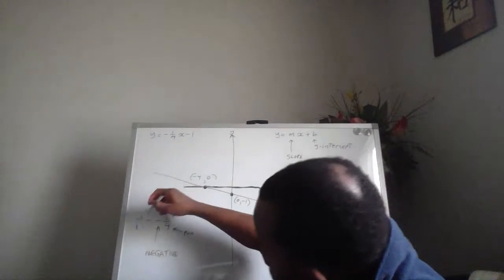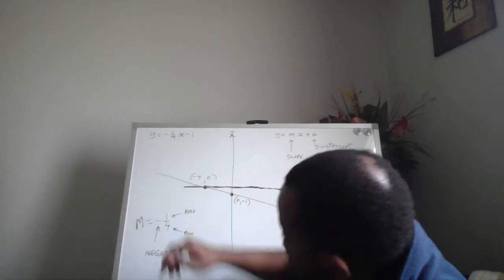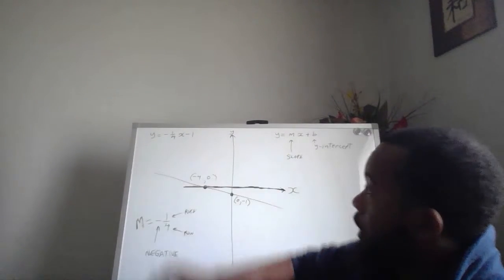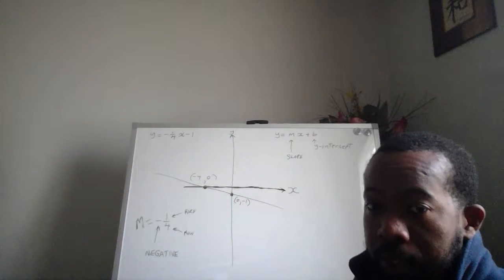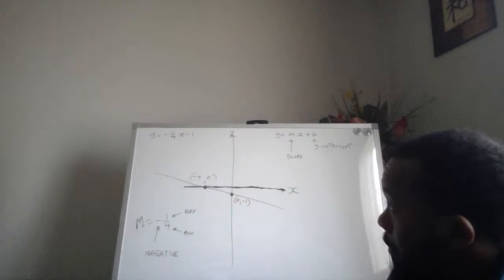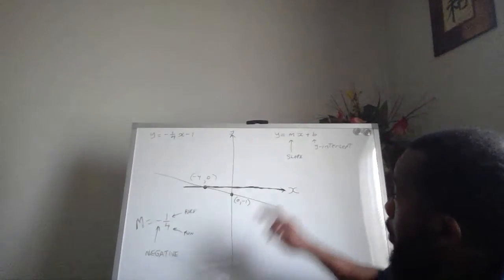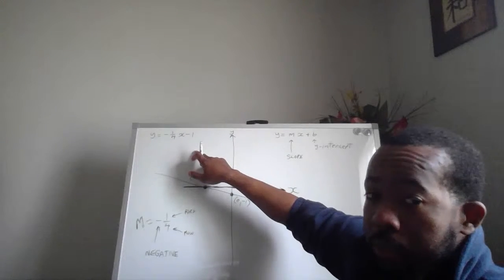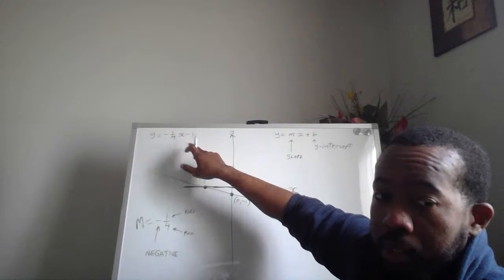So here we have the equation y is equal to negative a quarter x minus 1. You'll notice that this is written in slope-intercept form. The slope is m and the y-intercept is b. So in our equation, obviously our slope is negative a quarter and our b is negative 1.